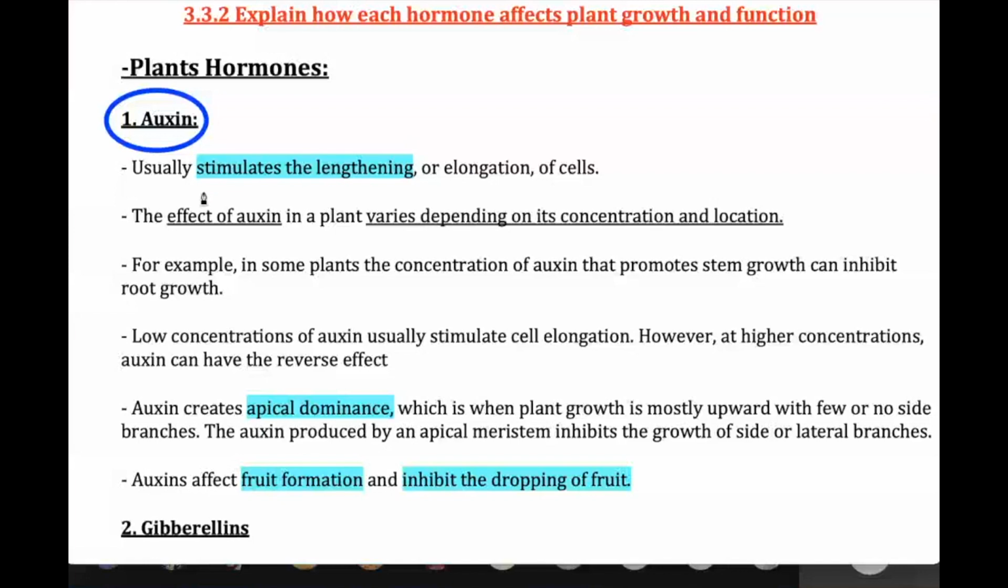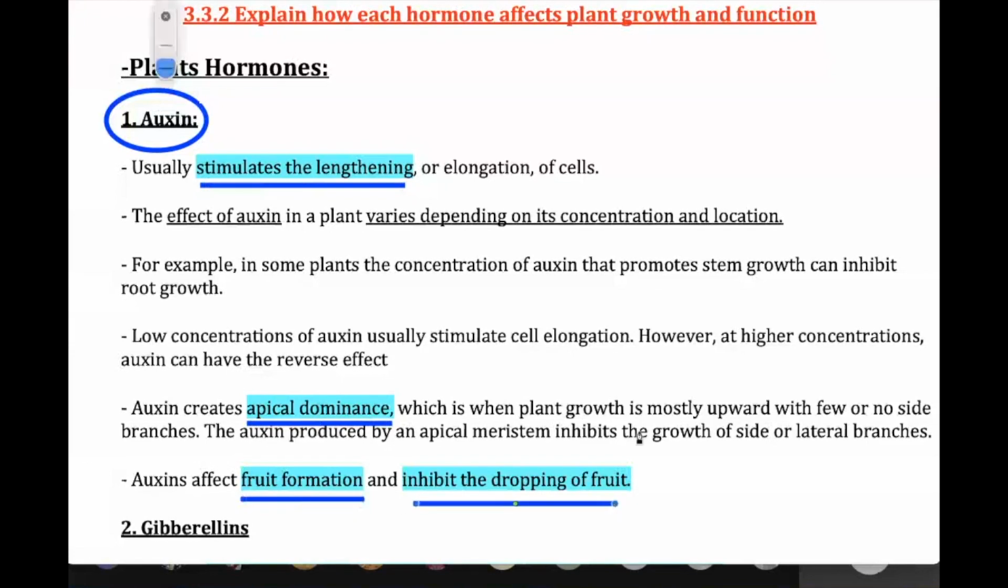Auxin stimulates the length of the cells. It means that auxin helps in the tip's growth, either the root tip or shoot tip. It also is involved in apical dominance. Also, it helps in fruit formation and inhibits the dropping of the fruit.